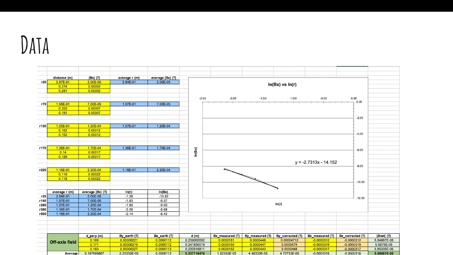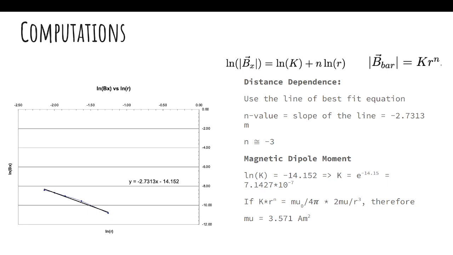So for the data, on the left, the data is an average of measurements at a range of distances on the on-axis magnetic field, and on the bottom is the off-axis field. And then on the plot, you can see that I found the logarithmic plot by plotting the linearized magnetic field against the linearized distance. And for my calculations, I used distance dependence equations where I found the slope to be negative 2.7313, the n value, and then for these calculations, to make it easier, I'm going to use negative 3 as my n value.